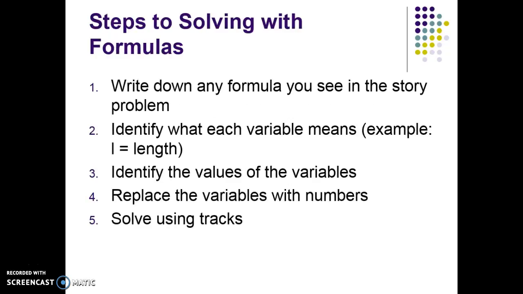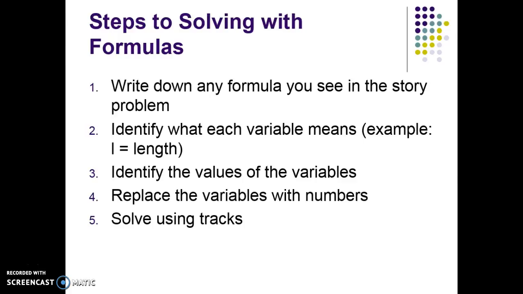Here are some steps to solving with variables. Make sure you have these written down in your notes. Number 1, write down any formula you see in the story problem. Step 2, identify what each variable means. So for example, L equals length. Step 3, identify the value of the variables, and that's just given from the story problem. So if they say the length is 3, you would write L equals length equals 3. Step 4, replace the variables with numbers, and step 5, solve using train tracks.